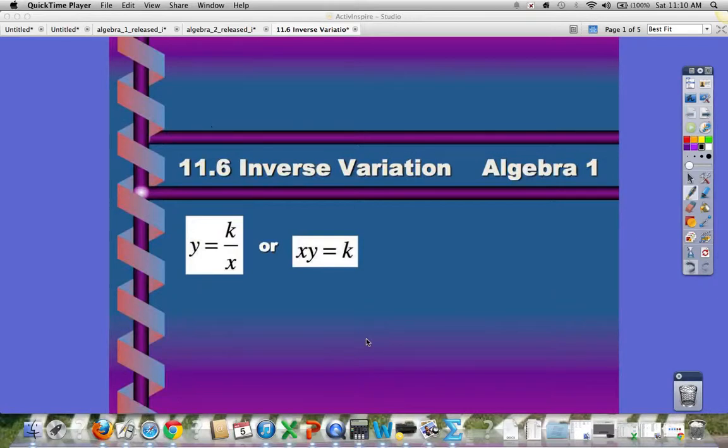11.6, inverse variation, Algebra 1. We're going to be using the equations y equals k divided by x, or if you solved it for k, it would be x times y equals k. All right, so let's get started.